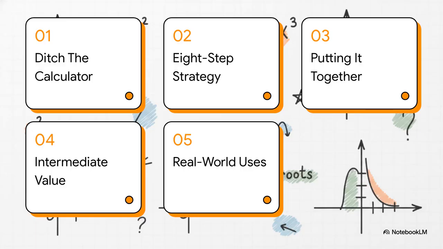Here's our roadmap for this explainer. 1. We'll talk about ditching the graphing calculator. 2. We'll build our 8-step strategy. 3. We'll put it all together by cracking a specific case. 4. We'll master the intermediate value theorem. And 5. We'll explore some real-world uses.